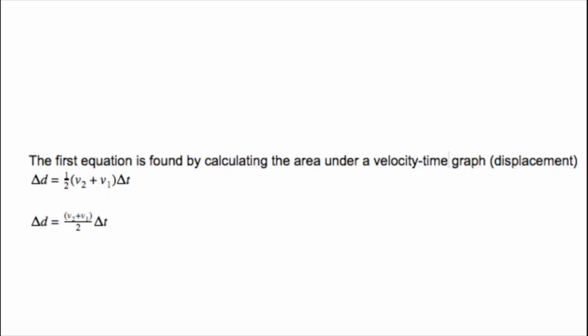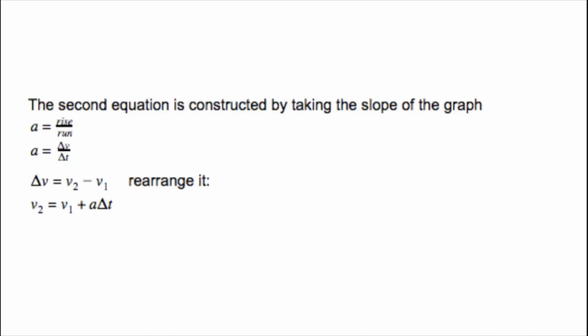The first equation is found by calculating the area under a velocity time graph, which is displacement. As you can see, the displacement, or delta d, is equal to the initial velocity plus the final velocity divided by 2, that's the average velocity, multiplied by the change in time, or delta t.